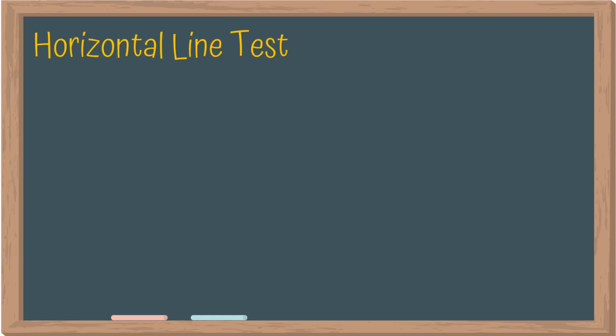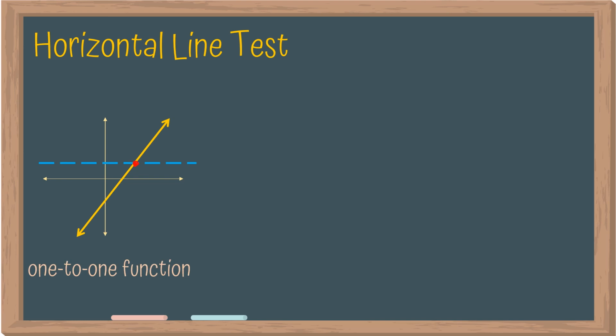First one, we have graph of a linear function. So we have here a line. So, if we're going to draw a horizontal line across the graph, we can see that the horizontal line intersected our graph at exactly one point. Therefore, we can say that this is a one-to-one function.